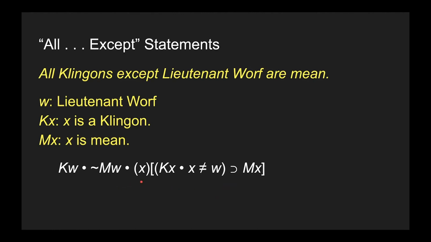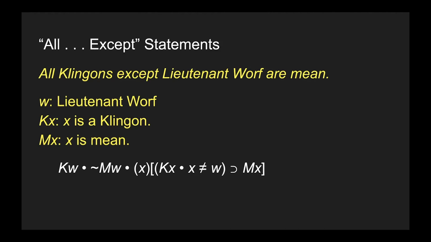It says for all X, if that X is a Klingon but not identical to Worf, you see there's a negation of an identity statement here, it says take anything you want. If it's a Klingon but it's not identical to Worf, in other words, all Klingons except for Lieutenant Worf, then that X, those Klingons, are mean. That's what's going on in the consequent of the conditional bound by that universal quantifier.